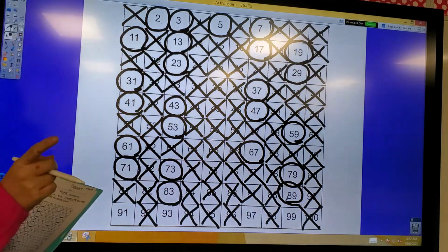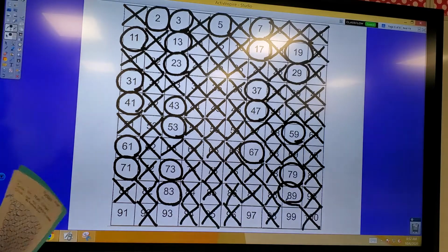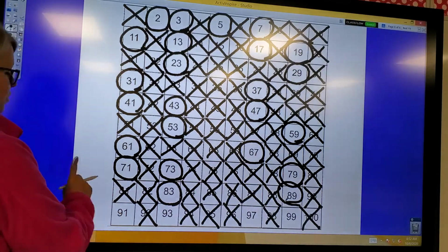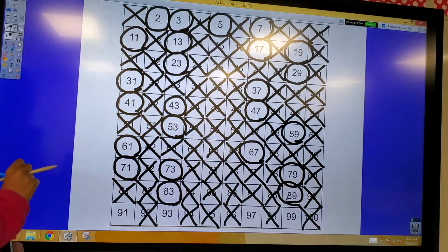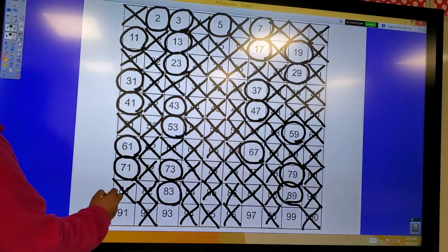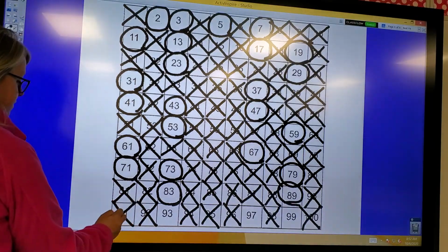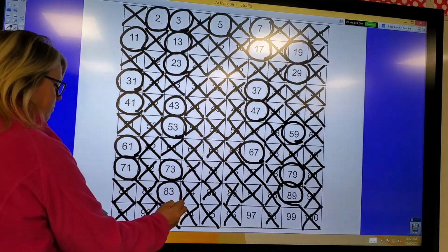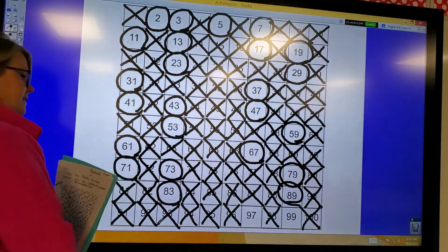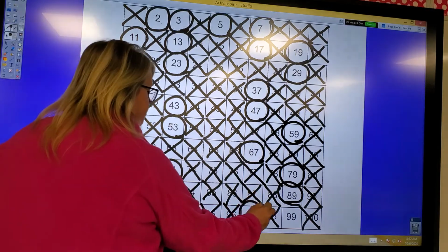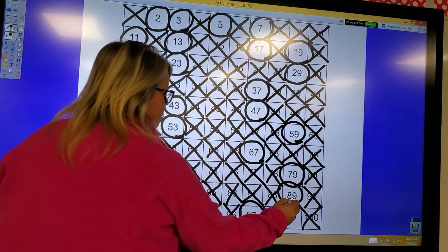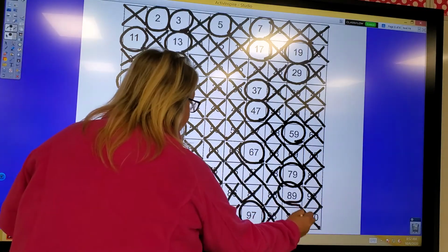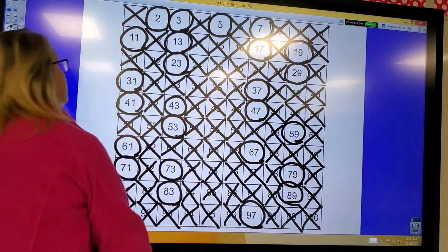91, this is a little tricky one because 9 plus 1 is 10, so it's not divisible by 3, but 91 is divisible by 7. 91 is divisible by 7, so it is composite. 93, 9 plus 3 is 12, that's divisible by 3. 97 is prime, and 99, you could do 9 times 11, get 99, so it is composite.